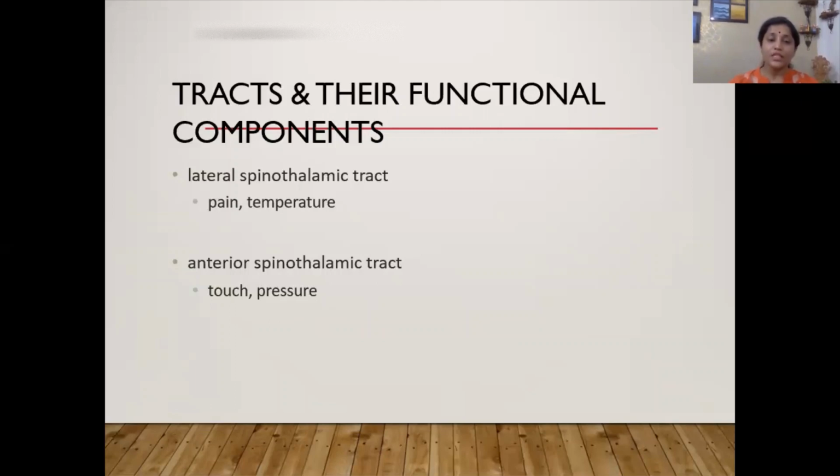The second is the anterior spinothalamic tract. And this anterior spinothalamic tract carries the sensation of touch and pressure. So on many occasions, the sensations of touch and pressure come together. For example, somebody hits you with a stick. So you feel the touch and you feel the pressure. Now I'll add one more sensation. Or somebody hitting you with a piece of ice, but not in a very crude manner. So it will be a sensation of temperature.